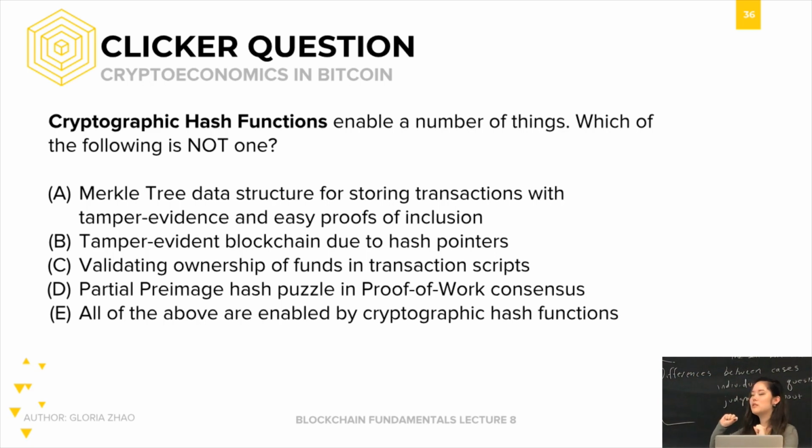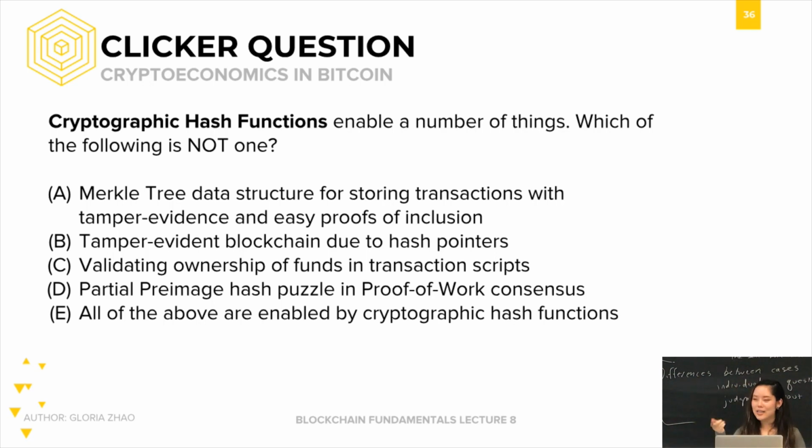So who remembers what a Merkle tree is? How is it created? Come on, this is an easy question. It's a binary tree? Yes. Hashed upwards, yeah. So when you're creating the Merkle tree, you need cryptographic hash functions, right? All right, and who thinks that tamper-evident blockchains and hash pointers are not enabled by cryptographic hash functions?